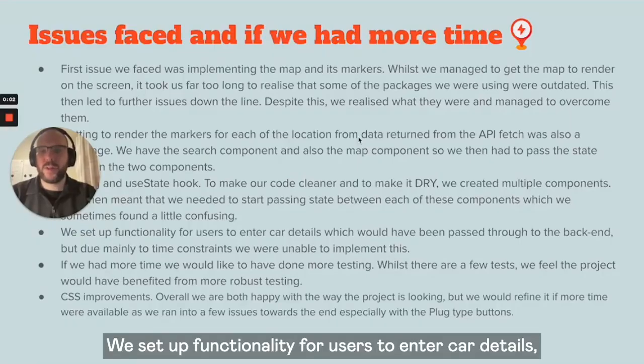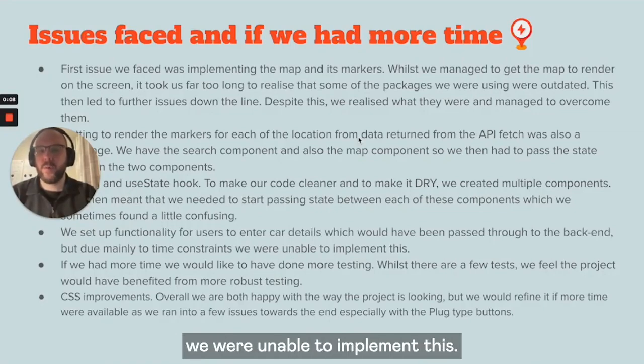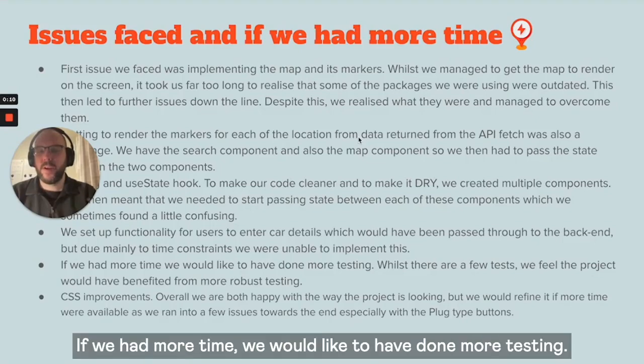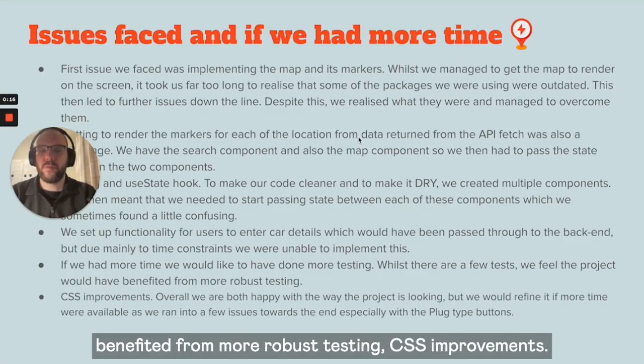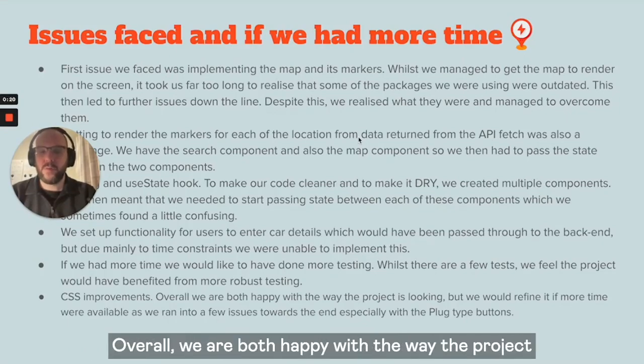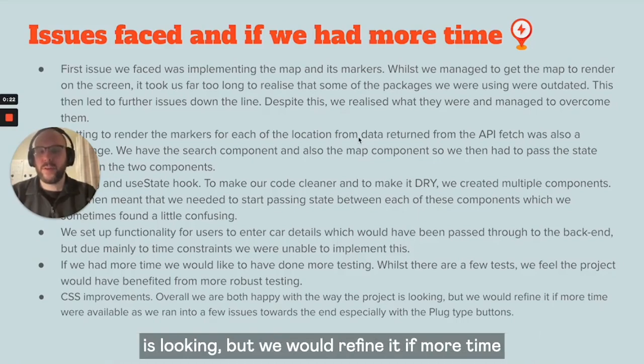We set up functionality for users to enter car details, which would have been passed through to the backend, but due mainly to time constraints, we were unable to implement this. If we had more time, we would like to have done more testing. Whilst there are a few tests, we feel the project could have benefited from more robust testing. CSS improvements. Overall, we are both happy with the way the project is looking, but we would refine it if more time was available, as we ran into a few issues towards the end, especially with the plug type buttons.